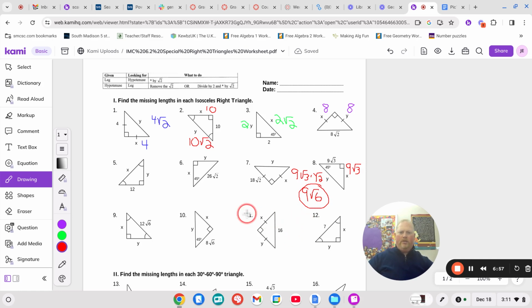Another one, let's do question number 11. So in this case, they give us the hypotenuse, but there's no square root of 2 on it. So I'm not going to do the first part of the notes where it says remove the square root of 2. I'm going to move to the other one. It says divide by 2 and then multiply by the square root of 2. So if I divide by 2, that gives me 8. And then multiply by the square root of 2. So 8 square root of 2. And then y will also be 8 square root of 2.